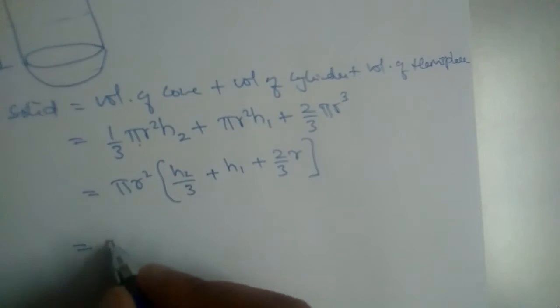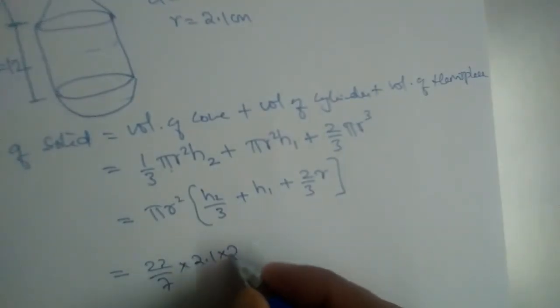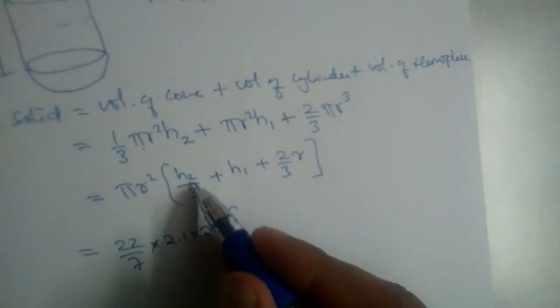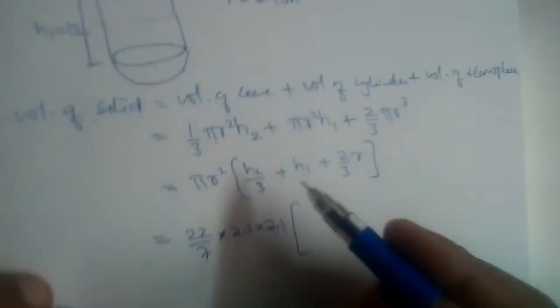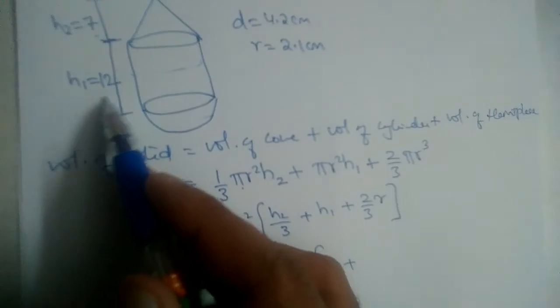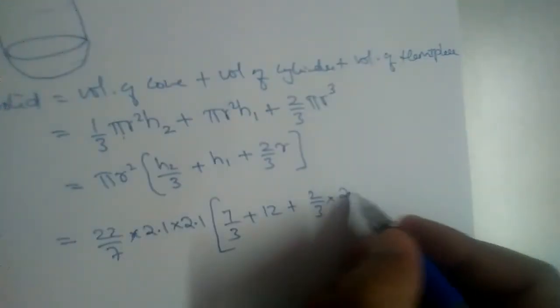So what is the value of r? Pi is 22 by 7. The common diameter is 4.2, so r is 2.1, and 2.1 two times, because it is r square here. And h2 is equal to 7. So let us substitute: 7 by 3 plus h1, 12, plus 2 by 3 into r, which is 2.1.